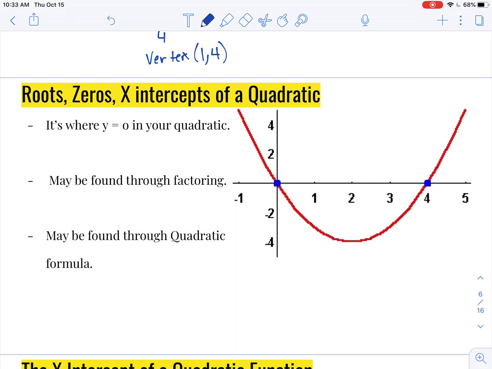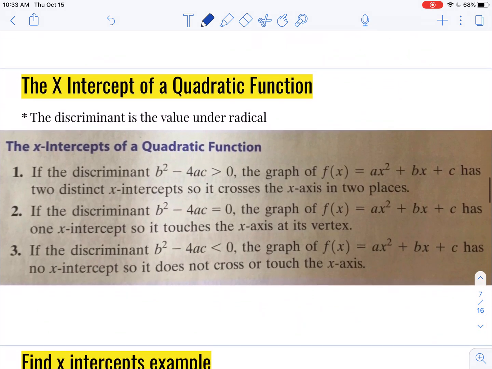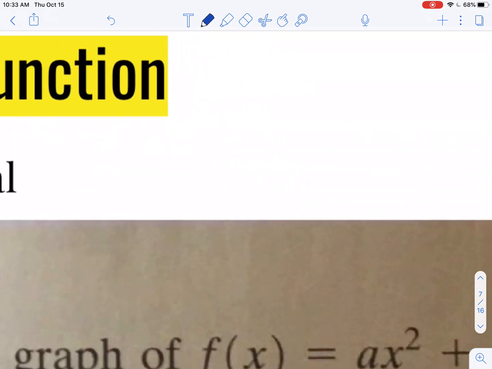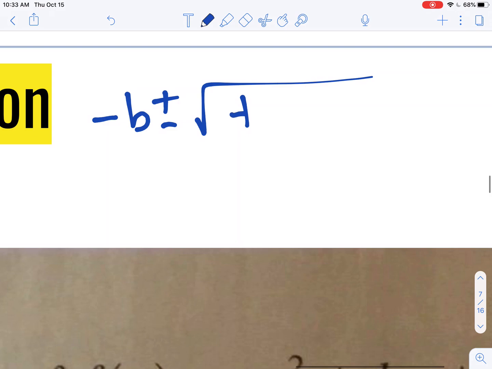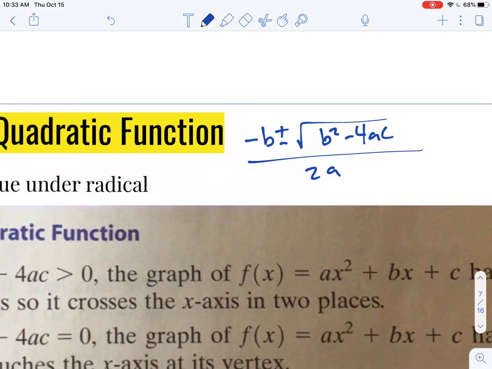However, most quadratics in the real world aren't solved through factoring, and we would use the quadratic equation in order to figure out what our x-intercepts are, or the quadratic formula. All right, the x-intercept of a quadratic function. So first we have to remember that the quadratic equation is negative b plus or minus the square root of b squared minus 4ac all over 2a. So that's your quadratic equation.